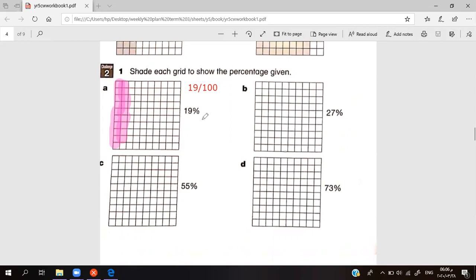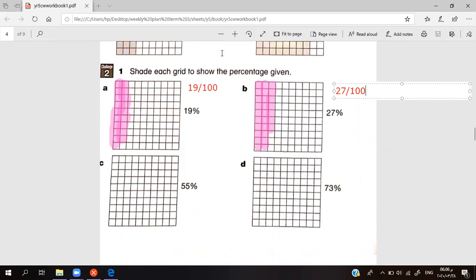Up here he's asking me to color 27 of the 100. So here is 10. Here is 20. And here is the other 7. This is 27 over 100 when you want to write it. 27 over 100.